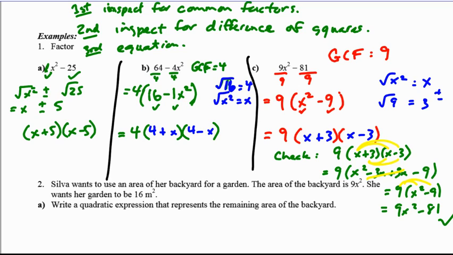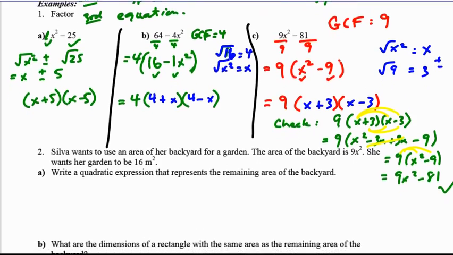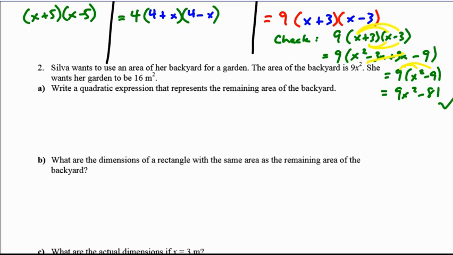All right. Now we have a long word problem. Silva wants to use an area of her backyard for a garden. The area of the backyard is 9x squared, and she wants her garden area to be 16 meters squared. So the area of the backyard is represented by 9x squared. She wants her garden to be 16. Write a quadratic expression that represents the remaining area of the backyard.